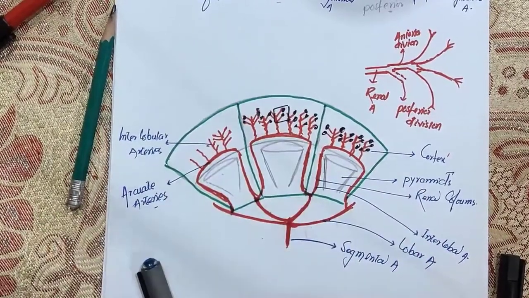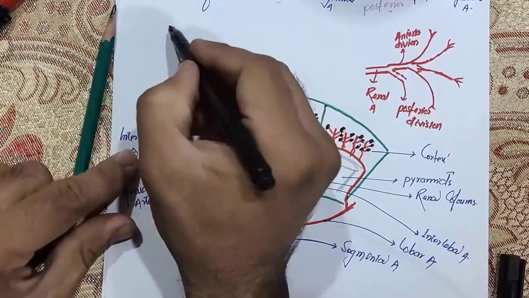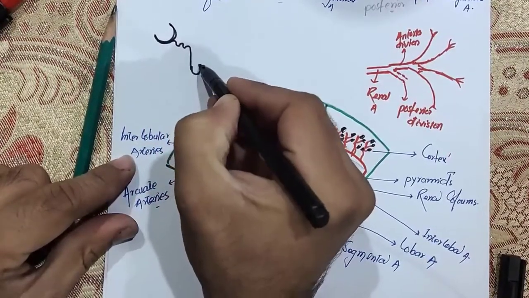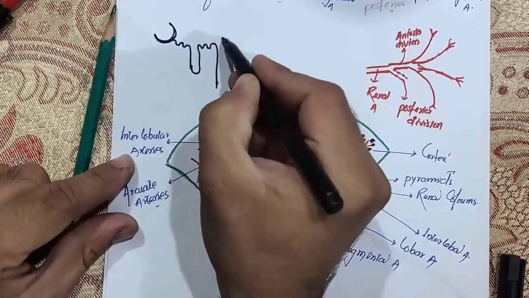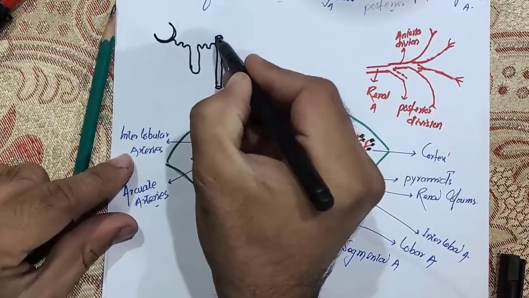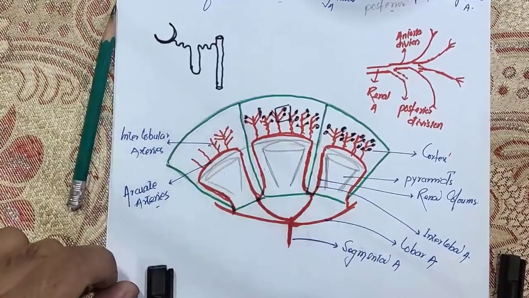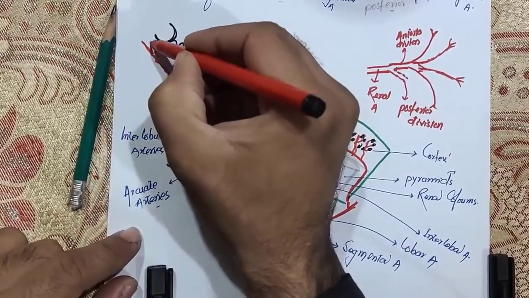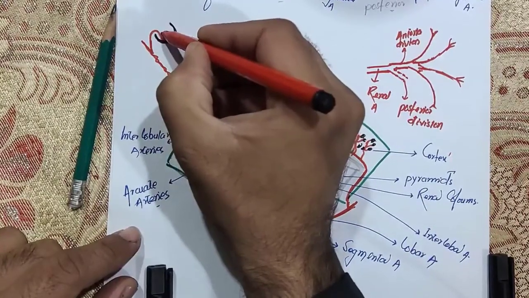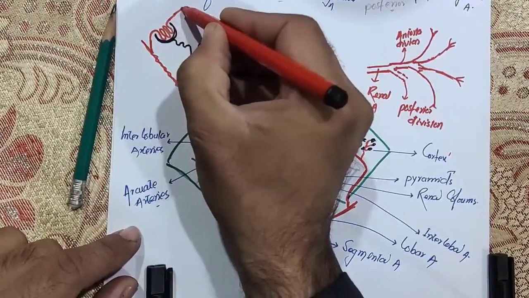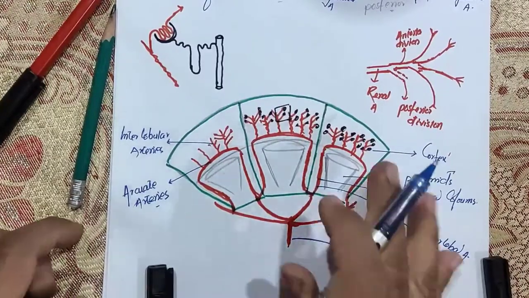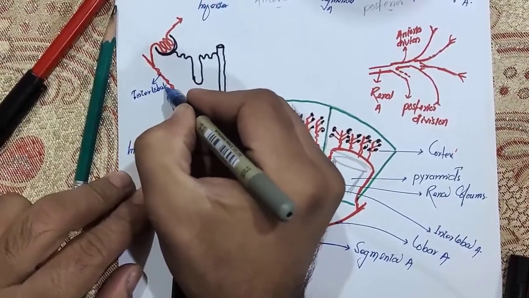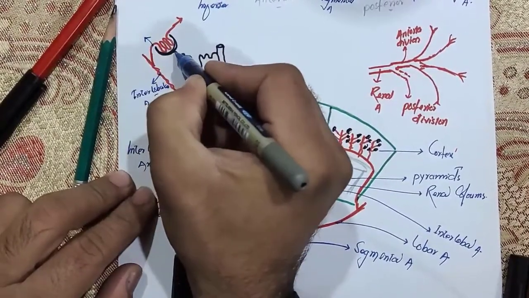Look carefully. For example, this is the glomerulus, right? And this is the first convoluted part, loop of Henle, second convoluted part, and this is the collecting duct, like this. Now, for example, this is an interlobar artery. An artery will separate and enter the glomerulus and the Bowman's capsule and make a bunch here and leave again, right? So what is this artery? Quite easy. This is an interlobular artery, done.